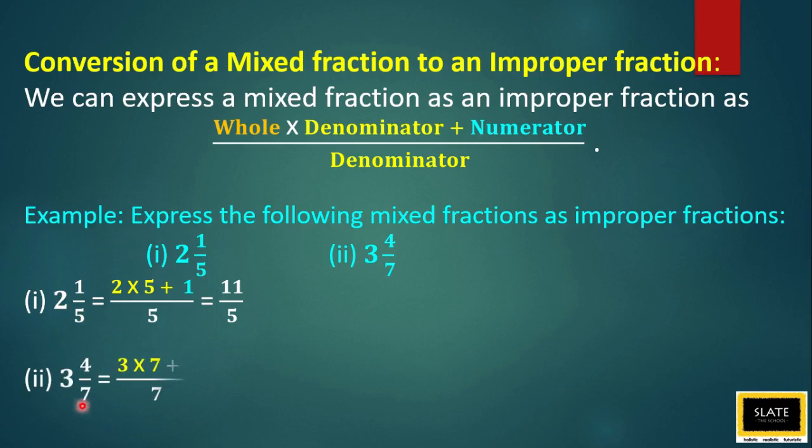3 4 by 7. So 3 into 7, that is 21, plus add the numerator. So 21 plus 4, 25 by 7. Okay. 3 7s 21 plus 4, 25 by 7. Okay. So this is the way we need to simplify. Clear everyone?